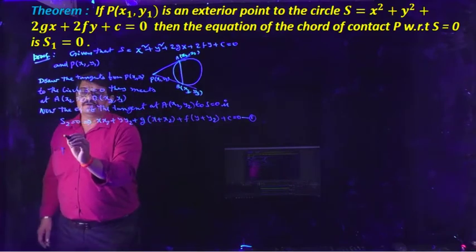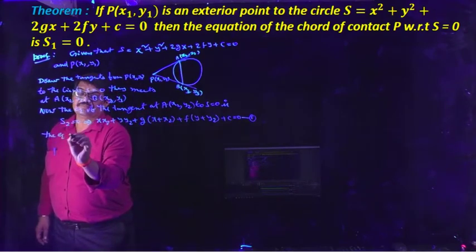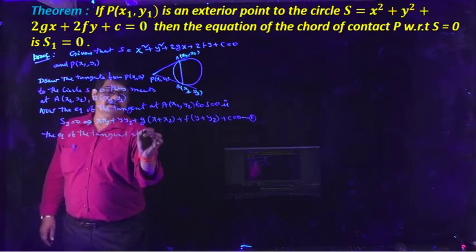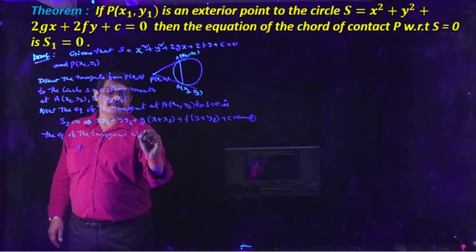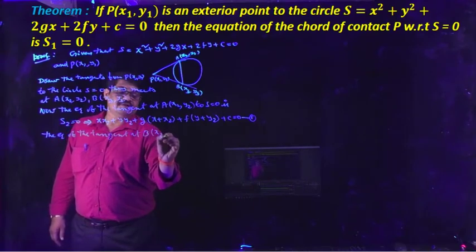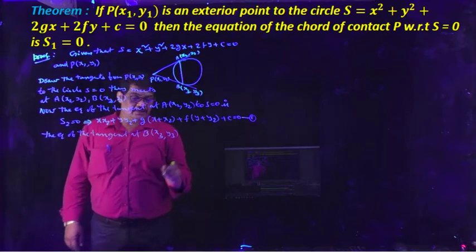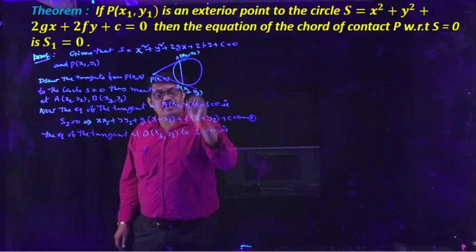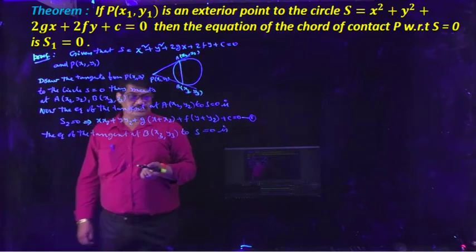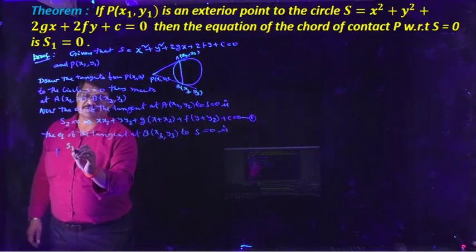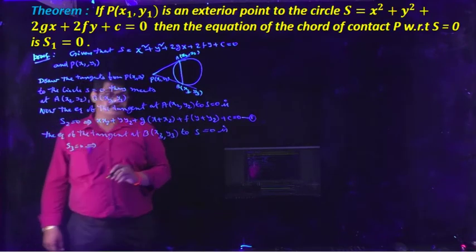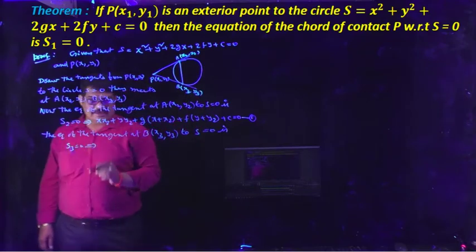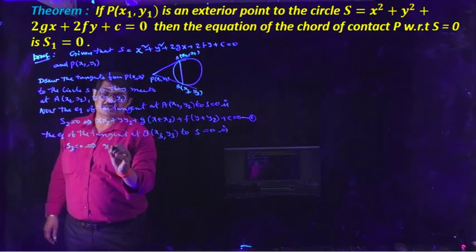Now again, the equation of the tangent at B, x3, y3, to the circle S is equal to 0. At this point x3, y3, what is the tangent equation? S3 is equal to 0. Now we are writing the equation of the tangent at x3, y3 to the circle, that is S3 is equal to 0. What is S3?